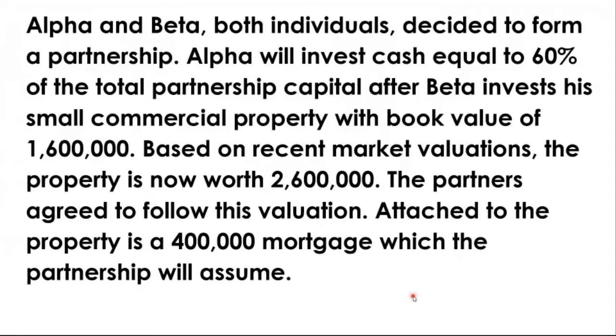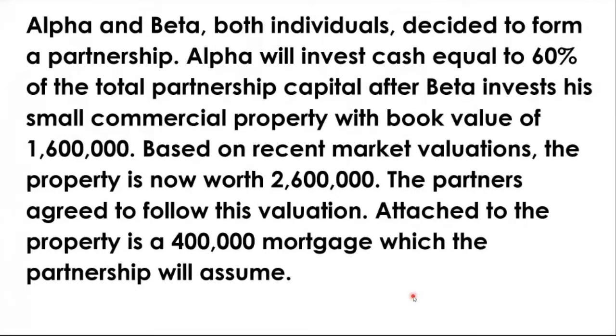So this first set of information pertains to scenario one, wherein there will be specific individuals with no existing business who will start a partnership. Alpha and Beta, both individuals, decided to form a partnership. Alpha will invest cash equal to 60% of the total partnership capital after Beta invests his small commercial property with a book value of 1,600,000. Based on recent market valuations, the property is now worth 2,600,000. The partners agreed to follow this valuation.